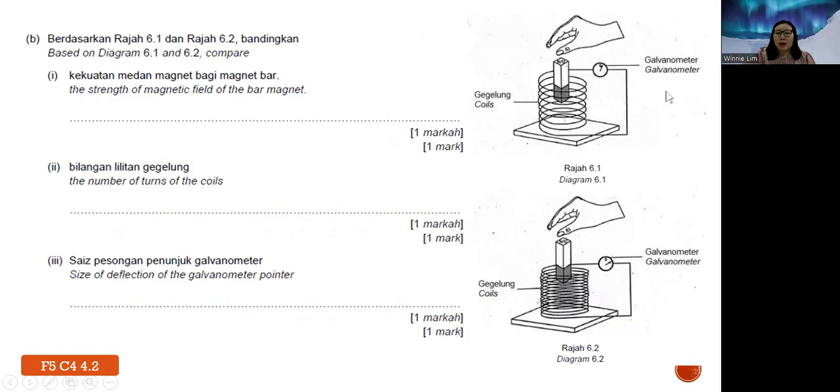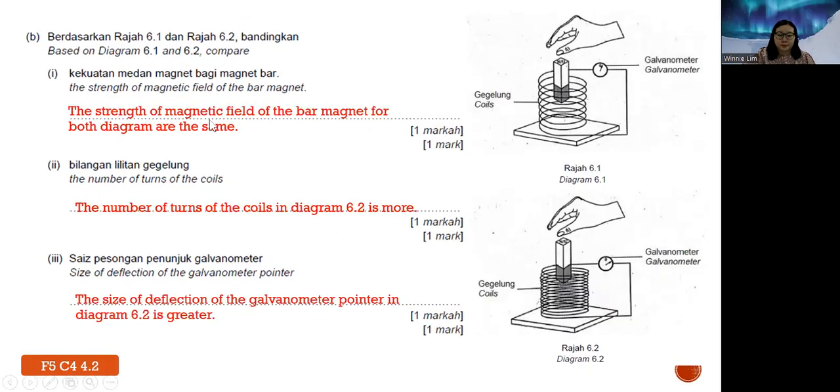Then if you look at the deflection of the galvanometer, the deflection for this one is only a little bit, but this one is somewhat more, right? So same thing, you say the deflection of the galvanometer pointer in 6.2 is greater. So this is how you give your answer. Yeah, you can use a greater sign or smaller sign also, not a big deal.